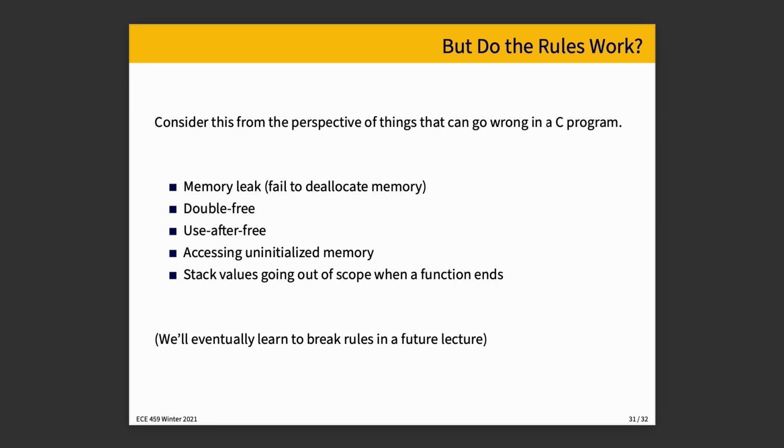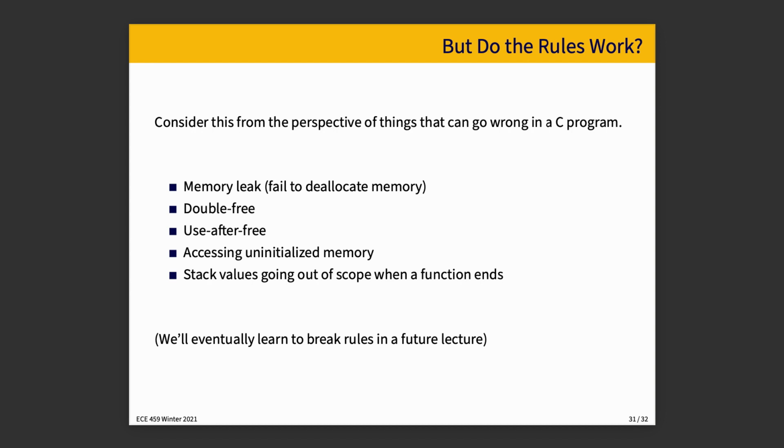So let's just think about some things that could happen in a C program. Before we get there, of course, we will learn to eventually break some rules, and when that happens, things don't necessarily have the same guarantees, but just using the rules, do we avoid memory leaks, which is to say failing to deallocate memory? Yep, we don't have that problem because memory is deallocated when its owner goes out of scope. So the compiler chooses when it is appropriate to deallocate that memory.